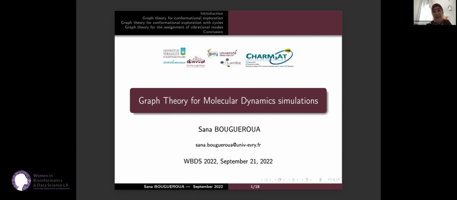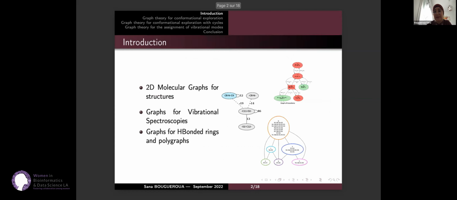So today I will try to present the different applications of graph theory in molecular dynamics. It will be as a post-processing tool for molecular dynamics simulation results, starting by presenting to you the 2D molecular graphs, and then the graph for hydrogen bond rings, and finally another application where we are more in spectroscopy analysis.